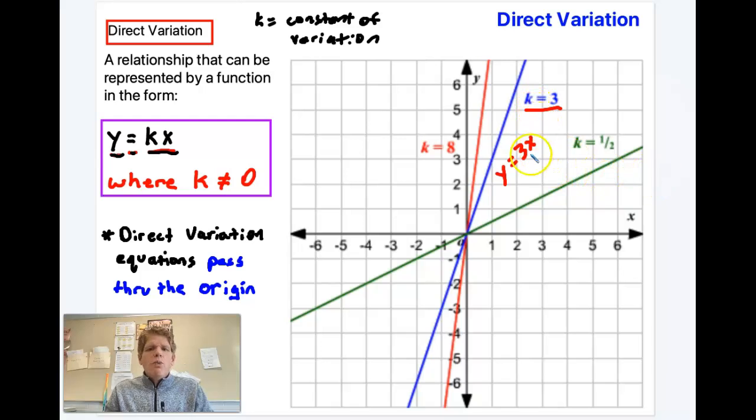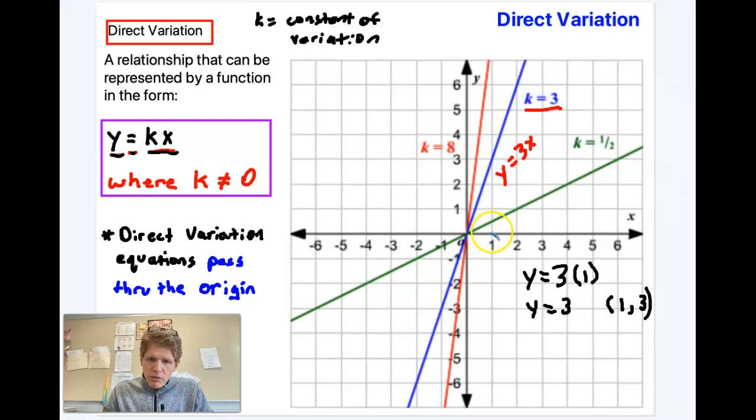And what that means is whatever value I plug in for x, I'm going to multiply it by 3, my constant of variation, to get y, and that will give me a point on this line. So let's see. y is equal to 3 times what? Well, let's start with an x value of 1. Plug in 1. So at an x value of 1, what will my y value be? Well, 3 times 1 is 3. So when x is equal to 1, then y should be equal to 3.